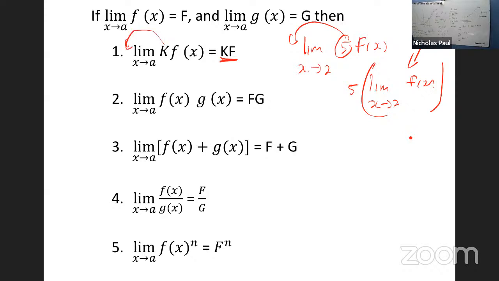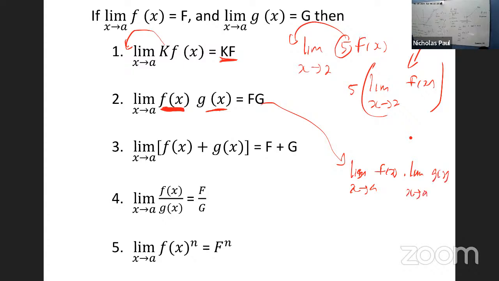That's okay? If you have a product on the other hand, what you could do is write them separately. So the product could be written like this: the limit as x approaches a of f of x multiplied by the limit as x approaches a of g of x.